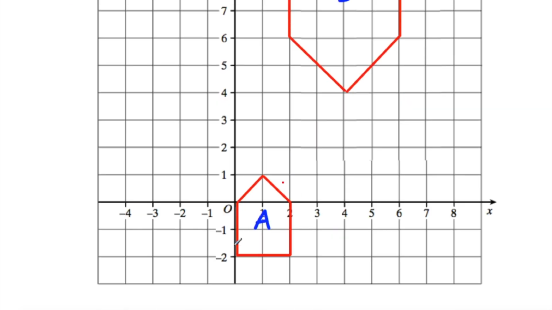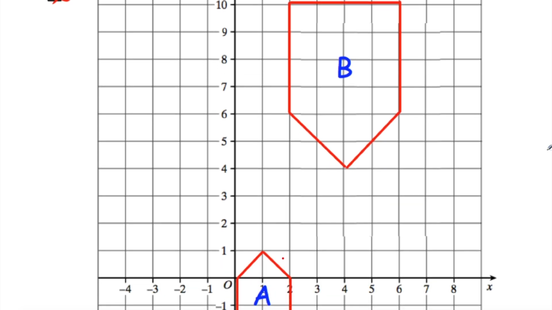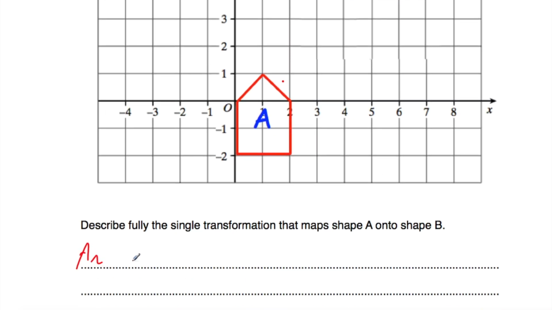And if we look at the two vertical sides of this pentagon A, so this line and this line, they've both got a length of 2. But if we look at B, we've got 1, 2, 3, 4, 1, 2, 3, 4. So you can see the lengths have been doubled. So it's an enlargement by scale factor -2. And I know it's -2 because it's been flipped over. So let's write that down. An enlargement by scale factor -2.